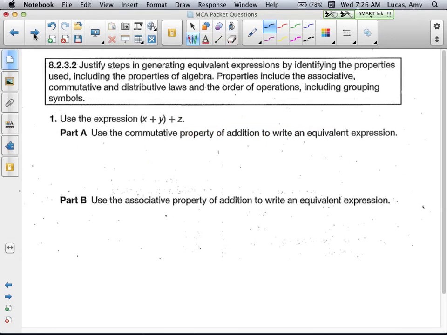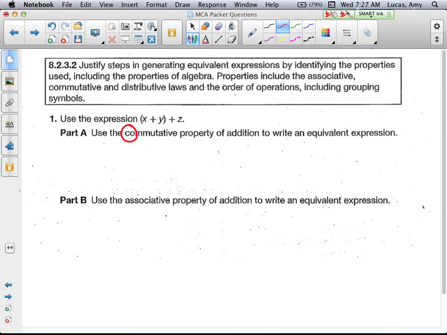Our next benchmark is 8232. This should be on page 33 in your packet. Justify the steps in generating equivalent expressions by identifying the properties used, including the properties of algebra. Properties include the associative, commutative, and distributive laws and the order of operations, including grouping symbols. Part 1, use the expression, the quantity x plus y plus z. Part A, use the commutative property of addition to write an equivalent expression.